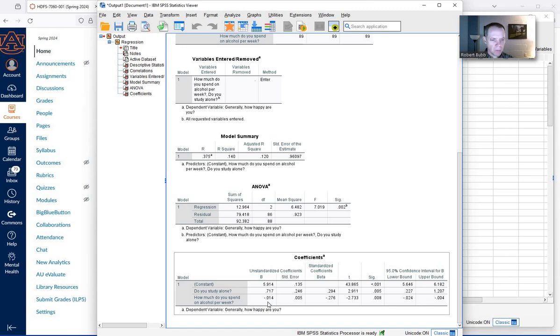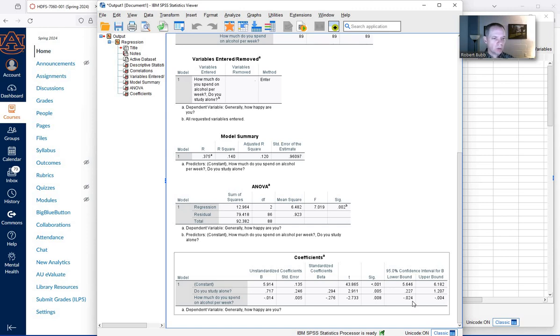So in this particular case, we're saying that there's a 95% chance that for every $1 increase in spending on alcohol, the decrease in happiness can be as low as negative 0.024 to as high as negative 0.004. Somewhere in there we would expect the true population coefficient to fall. So again, not a hypothesis test. That's not why we get confidence intervals. Confidence intervals are there for us to estimate where the population parameter, in this case the population regression coefficient, might be based on what we sampled with the data.